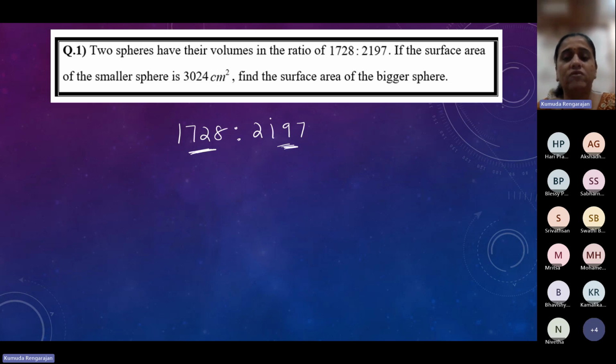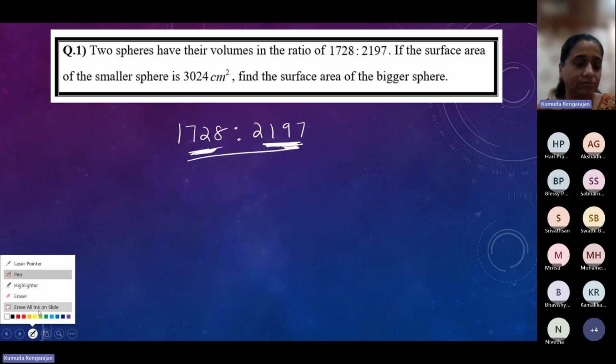So two spheres have their volumes in the ratio. These are not the volumes. The volumes are in this ratio. So this is the ratio of their volumes. If the surface area of the smallest sphere is 3024 centimeters square, find the surface area of the bigger sphere.